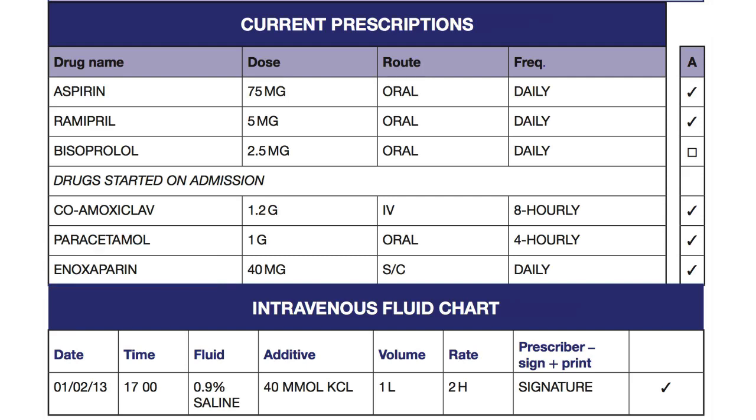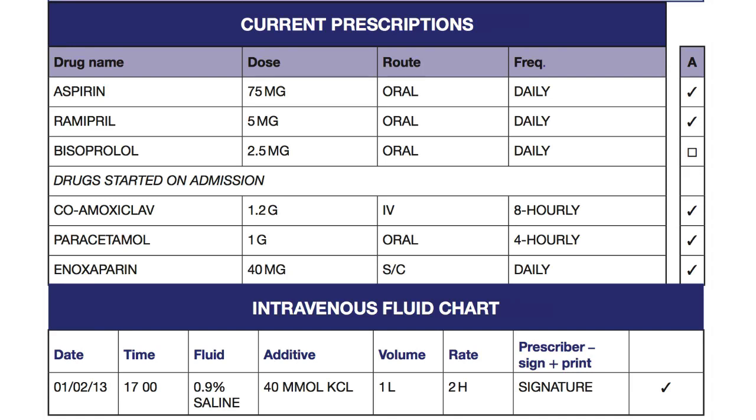Next we come to ramipril, an ACE inhibitor. The patient has hyperkalemia with a potassium of 5.9. In this setting, an ACE inhibitor is not appropriate and may be contributing to his renal failure. This should be stopped. There are no current contraindications to his regular bisoprolol, so this may be continued. For the drugs started on admission, the first big thing that we noticed is co-amoxiclav that contains penicillin, and we remember that the patient is penicillin allergic. This must therefore be stopped without delay.